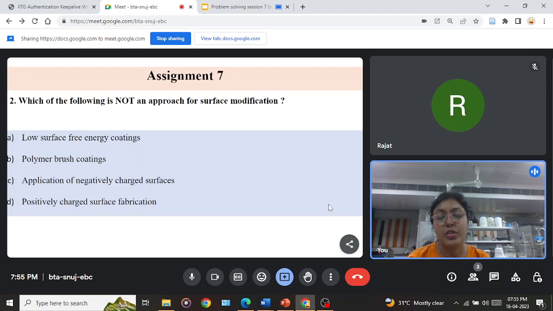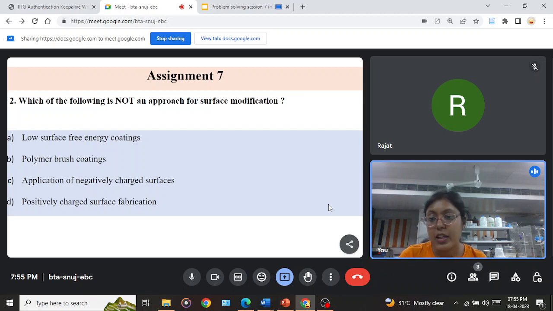Similarly, polymer brush coatings: various polymeric substances can be grafted onto the biomaterial. In such cases, the grafting density determines the cell adhesion. So the more the grafting density, the lesser will be the cell adhesion.